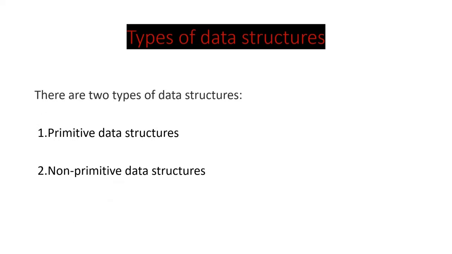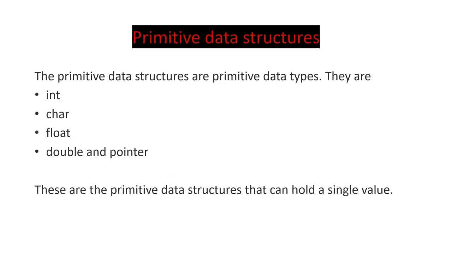Next, coming to the point, types of data structures. There are mainly two types of data structures. First one is primitive data structures and second one is non-primitive data structures. Firstly, we have to discuss the primitive data structures. The primitive data structures are defined as the primitive data types.